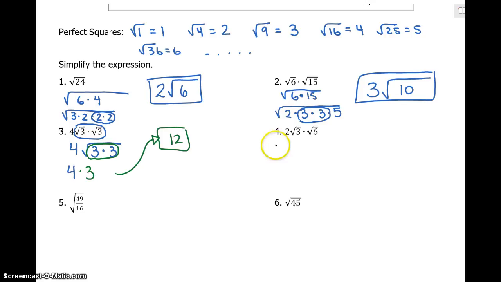Okay. Once again, we have a 2 on the outside. We're going to keep that 2 on the outside, but we're going to go ahead and combine these 2 together under the same square root. So we have 3 times 6.